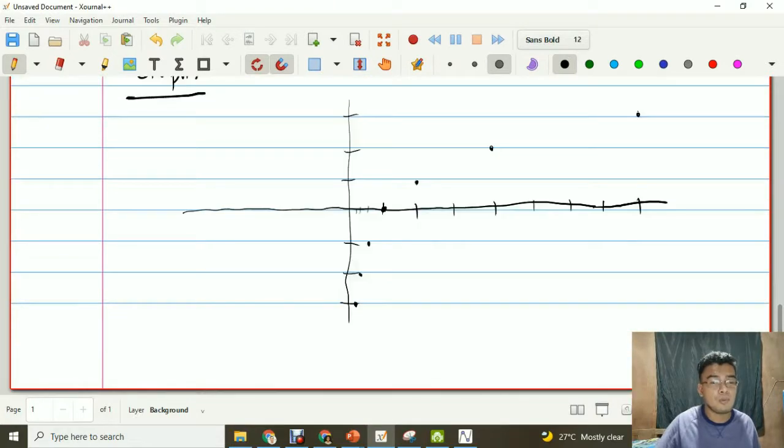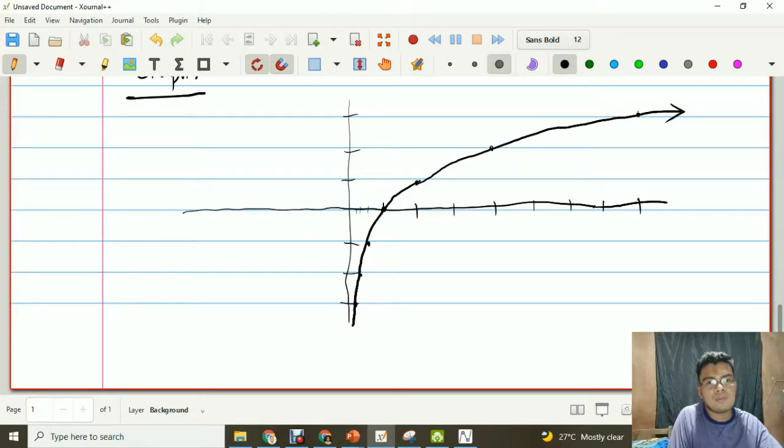And after plotting the points from our table of values, we connect the points using a smooth curve. So this will be the appearance of our graph. So we connect the dots using a smooth curve. So this is the graph of the given logarithmic function.